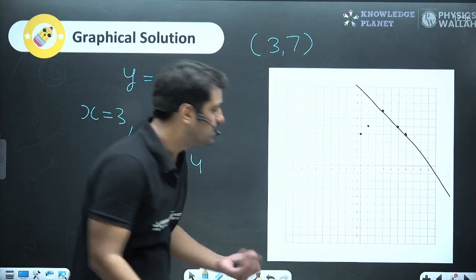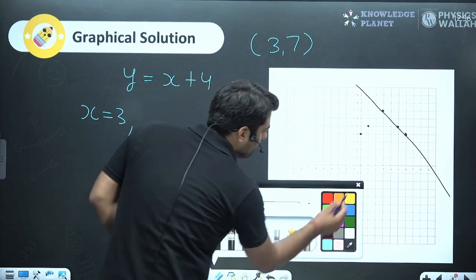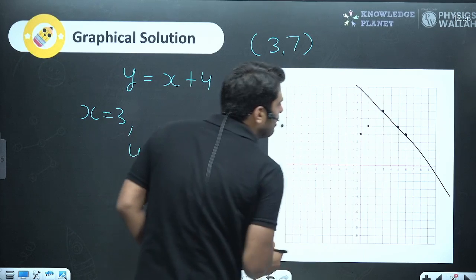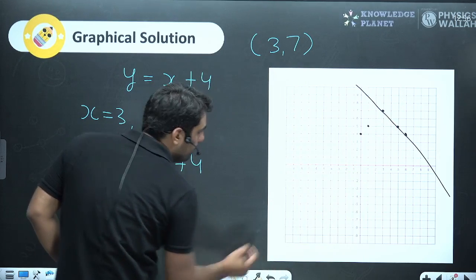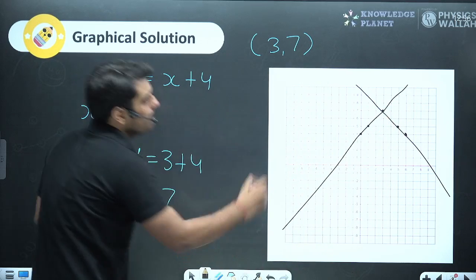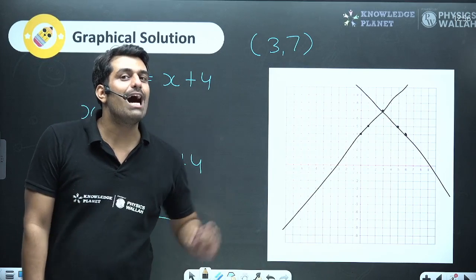Let's plot it. So here we have 3, 7. So this is our third point. Let me plot the line over here. This is something like this. And we have done the plotting of two lines. Now we can observe one thing.